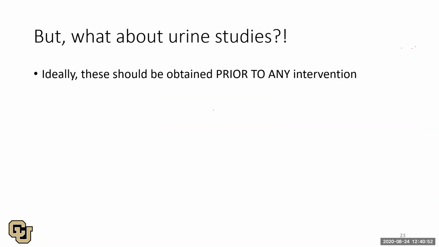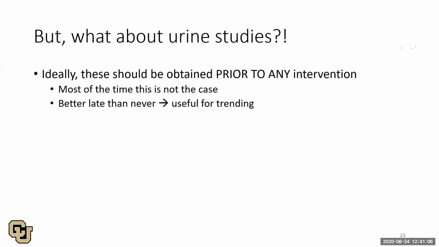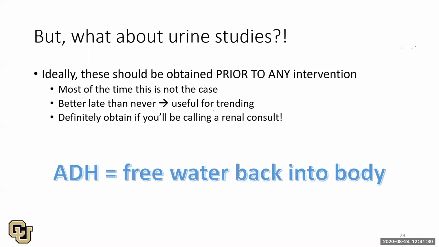So ideally, these should be obtained prior to any intervention. It's pretty rare that the emergency department will get them for you, but if they'd gotten them before the liter of saline went in, that would be the best case scenario. But really, better late than never, honestly. So you could get it before you consider giving any more fluids, and it can be useful for trending. So I try to get them earlier, and then you'll need them if you're going to be calling a renal consult because our nephrologists like knowing the urine studies, and so you should get those. And when I say urine studies, I mean urine osms and urine sodium.